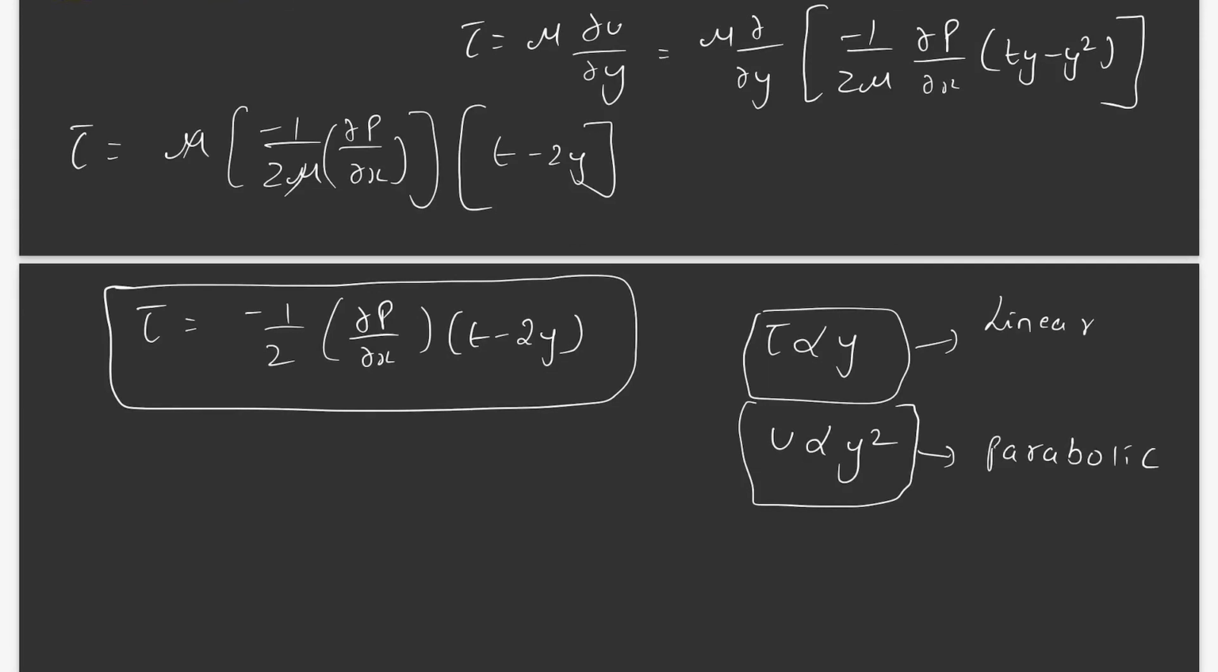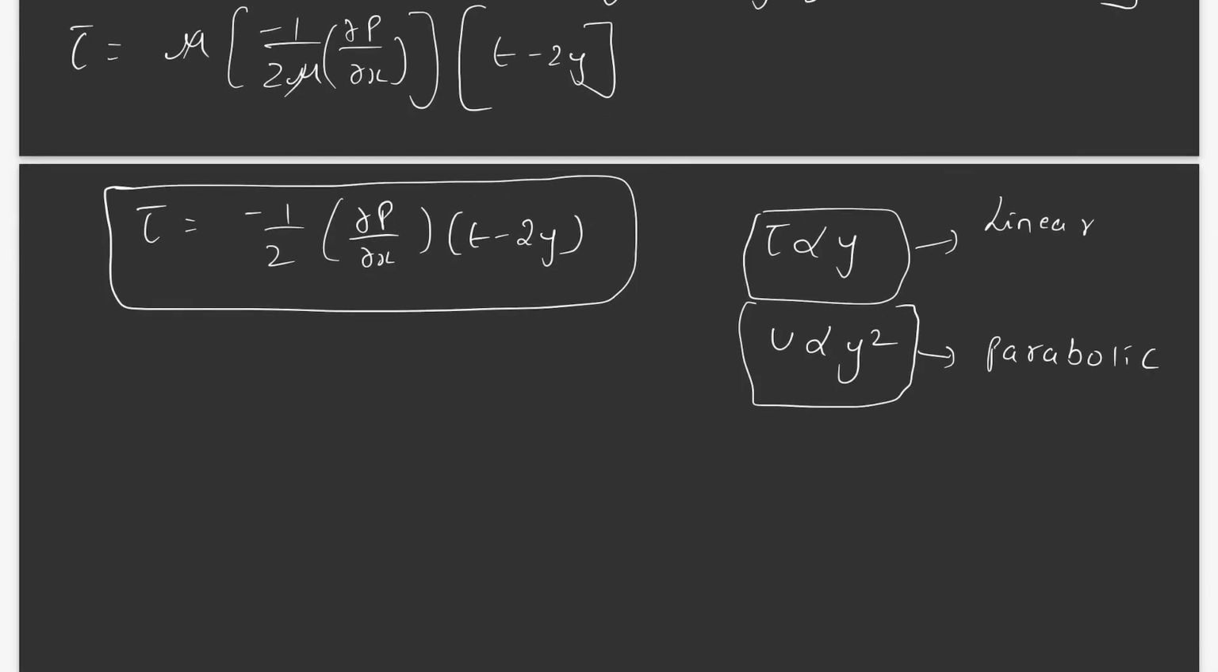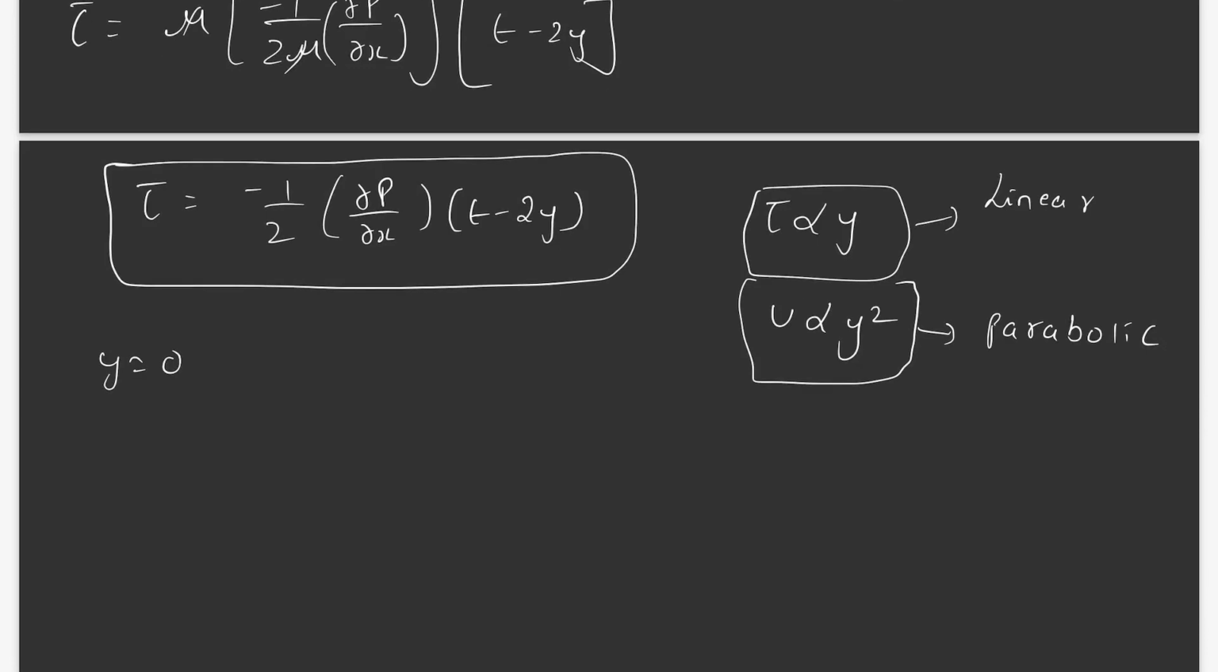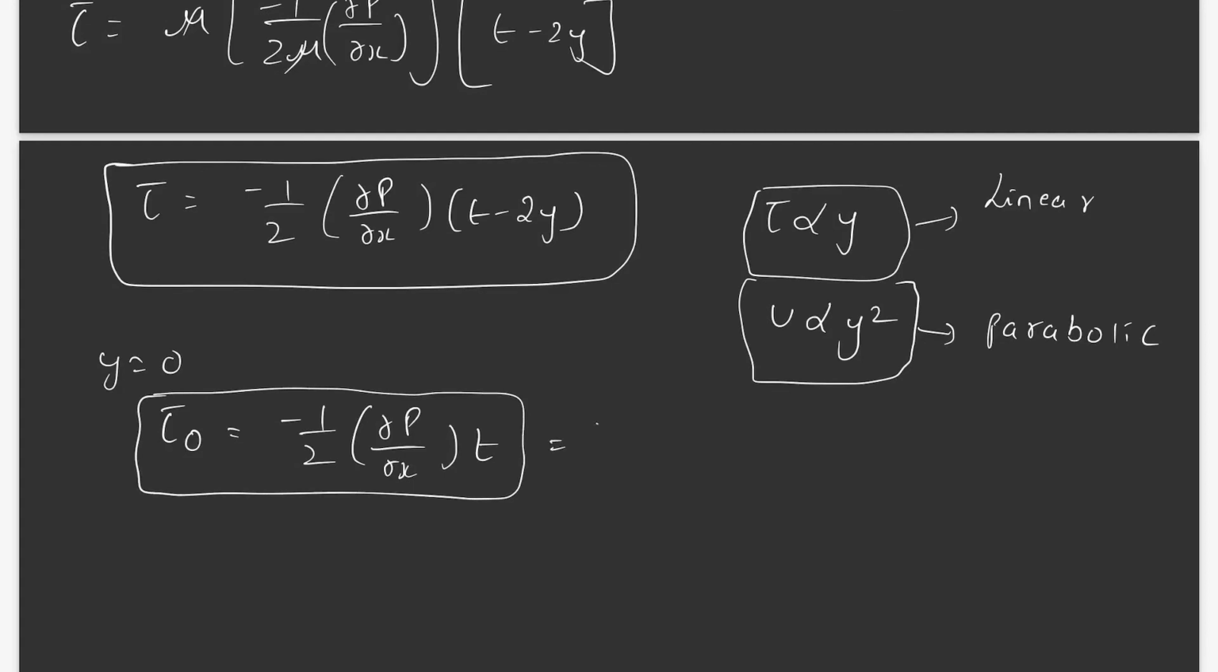parabolic variation. Now from here, if we want to derive the maximum shear stress value, we'll apply y equals 0. Why? At the wall shear stress is maximum. So let us apply y equals 0. Tau will be tau naught equals minus 1 by 2 into dou p by dou x into t. This is the expression for maximum shear stress value.